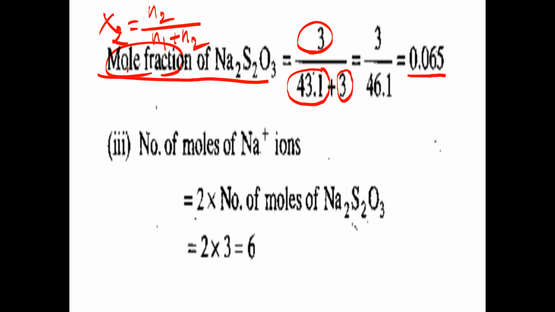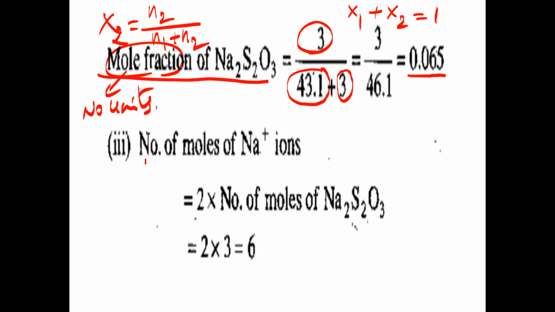There are no units for mole fraction, remember. Mole fraction has no dimensions; it is a dimensionless quantity. So 0.065 is the mole fraction of solute. And the concept we know here is that X1 plus X2, the mole fraction of solvent plus the mole fraction of solute, must be equal to unity. We got the X2 value as 0.065, so X1 is equal to 1 minus X2. Like this, we can calculate the mole fraction of solute.